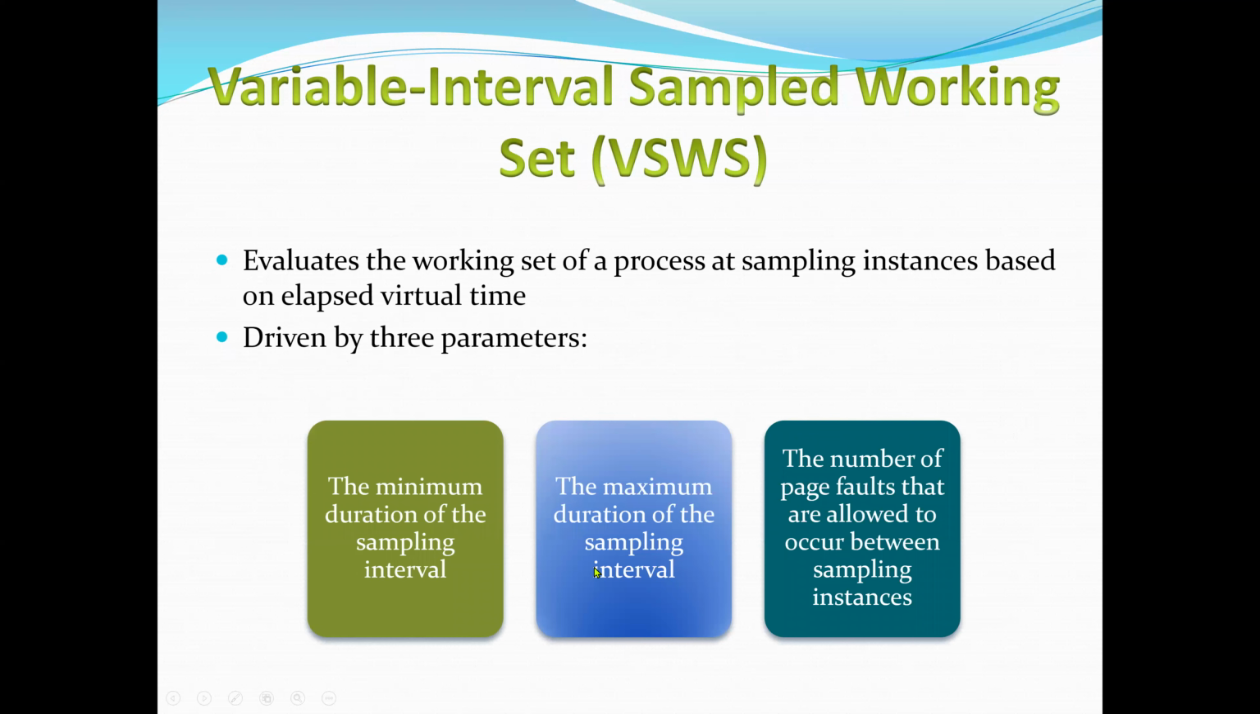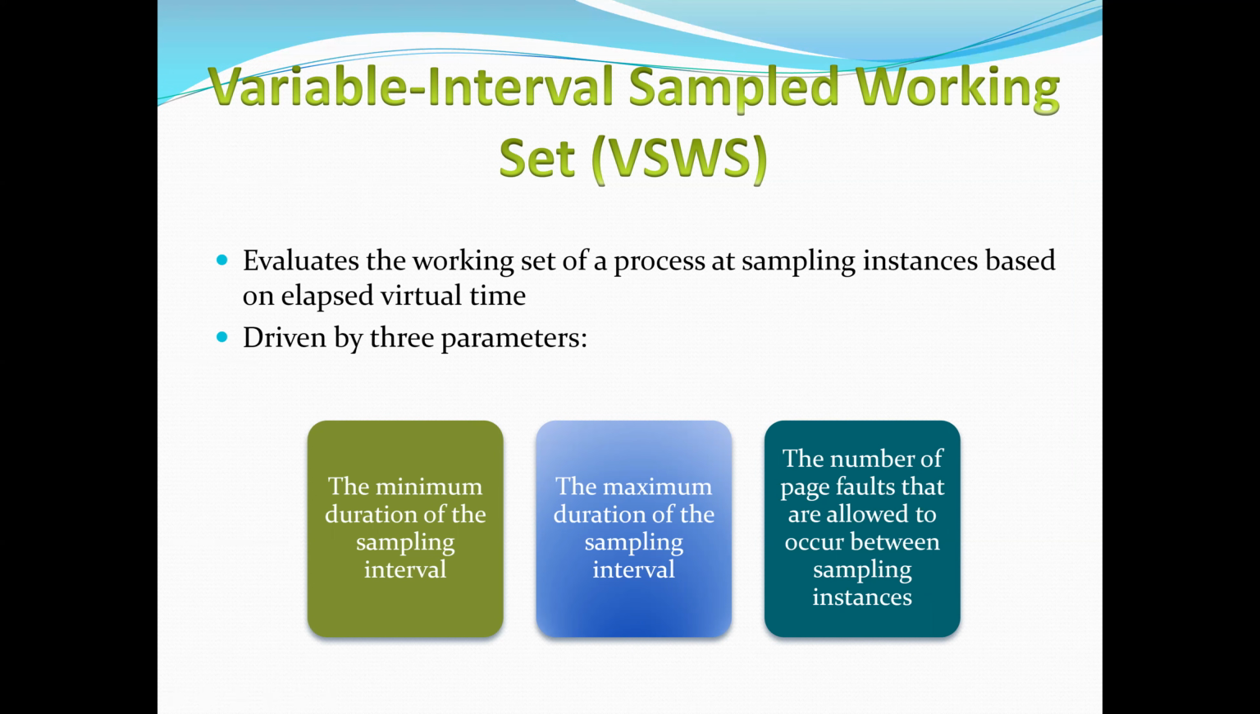We also have the variable interval sampled working set. This normally evaluates the working set of a process at sampling instances based on elapsed virtual time. And this is normally driven by three parameters. The first parameter is the minimum duration of the sampling interval. The second is the maximum duration of the sampling interval. The third is the number of page faults that are allowed to occur between sampling instances.